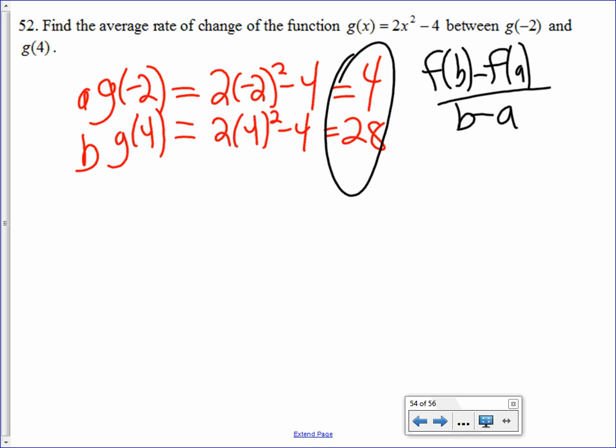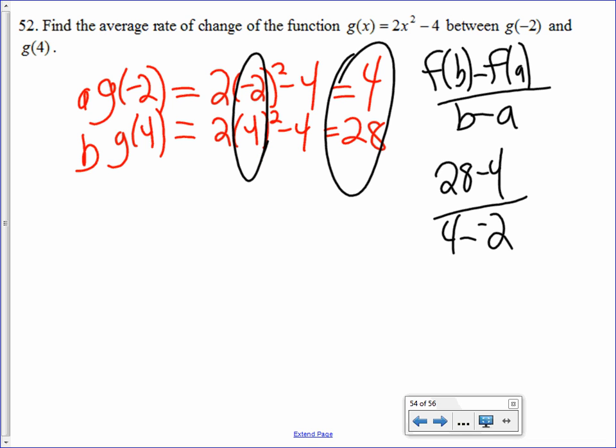F of B and F of A, 28 and 4. B and A, 4 and negative 2. That's 24. That's 6. That reduces. So my average rate of change is 4.